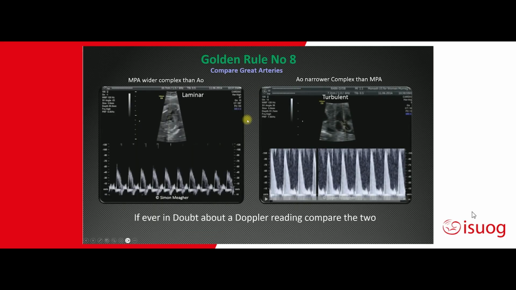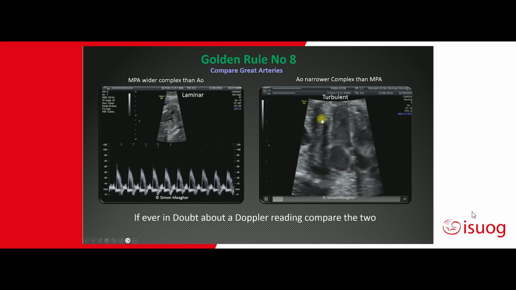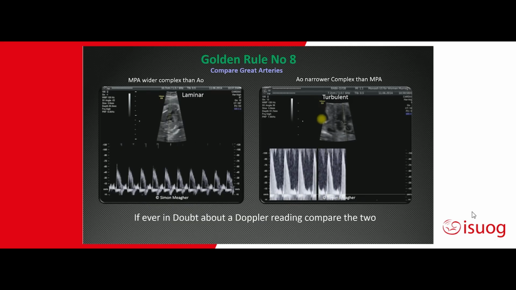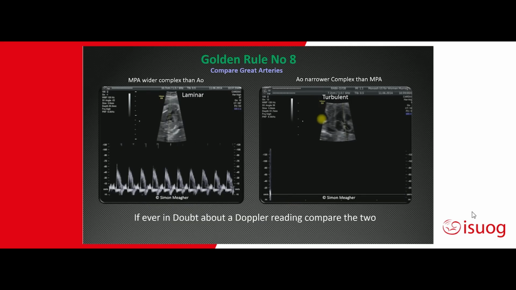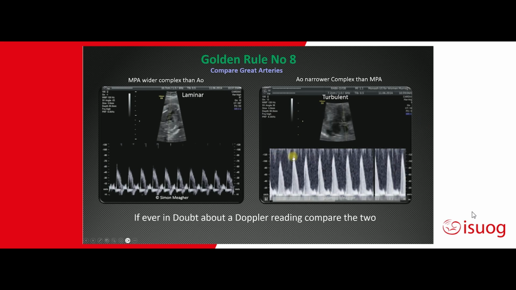Rule number 8. When you are suspicious of an obstructive cardiac abnormality of the right ventricular outflow tract or the left ventricular outflow tract, it's very useful to compare one outflow tract to the other. That's a reference point because the velocities are pretty similar across the aortic valve and the pulmonary valve. In this case, I'm getting velocities up to 120 centimeters a second.